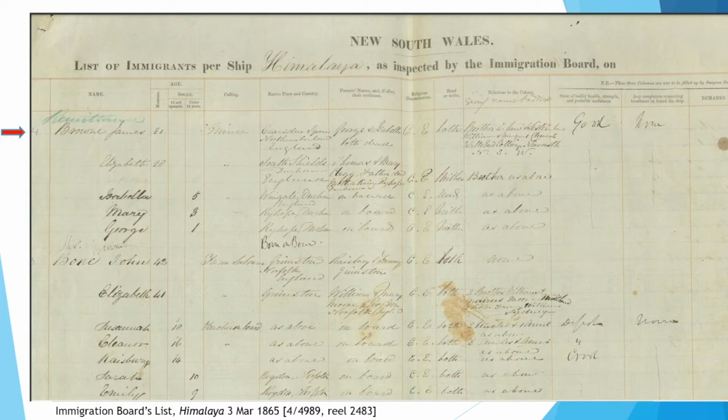Then the next column has about their health, state of bodily health, their strength, and probable usefulness. Because remember, the government wanted the immigrants to be able to work out here and support themselves. Fortunately for James, it's all good. The column next to that is any complaints reporting treatment on board a ship. So gratuities to the matron, the surgeon, the captain were based on whether there were any complaints about the immigrants' treatment on the voyage and if a report had to be generated from that.